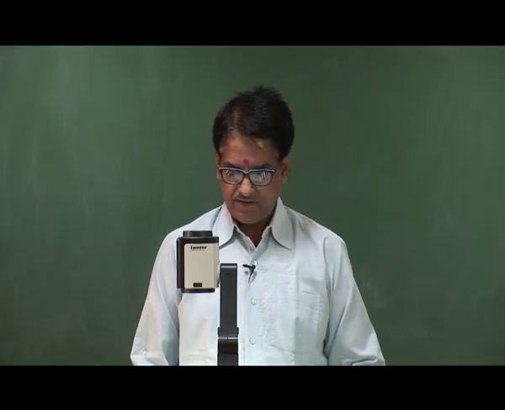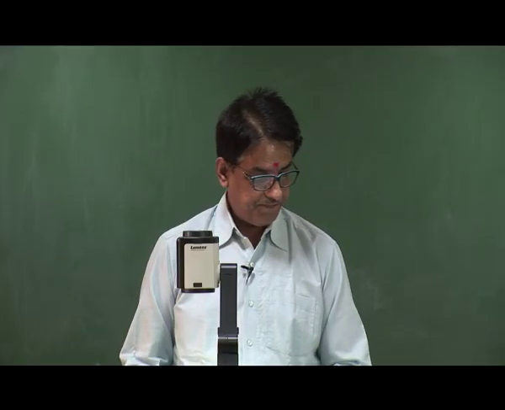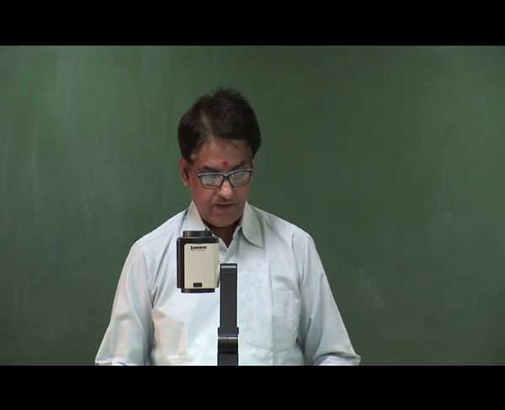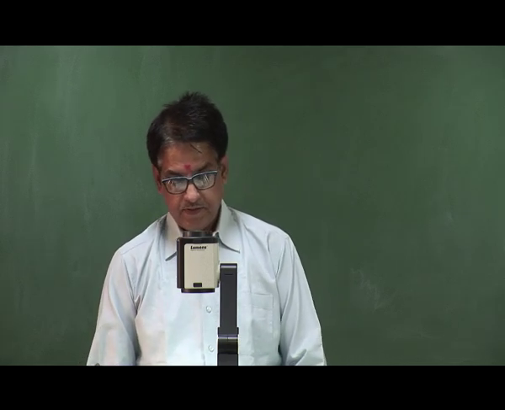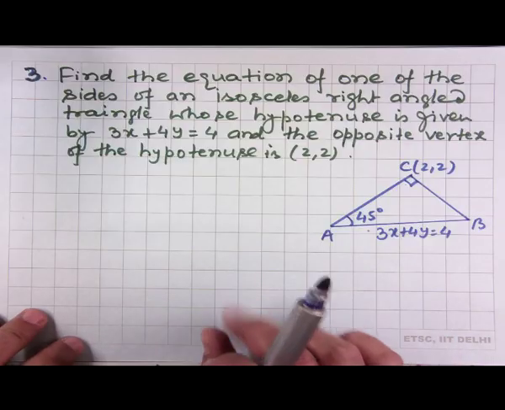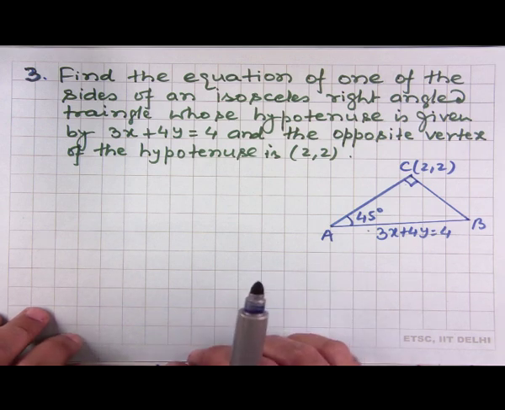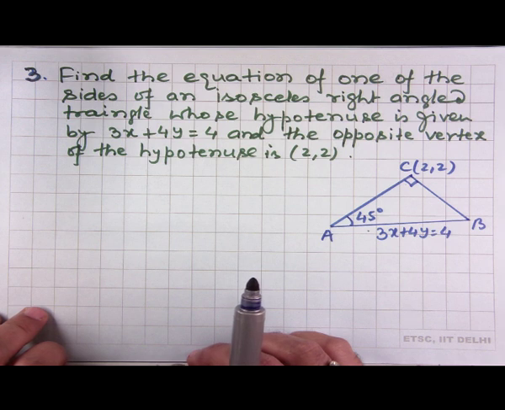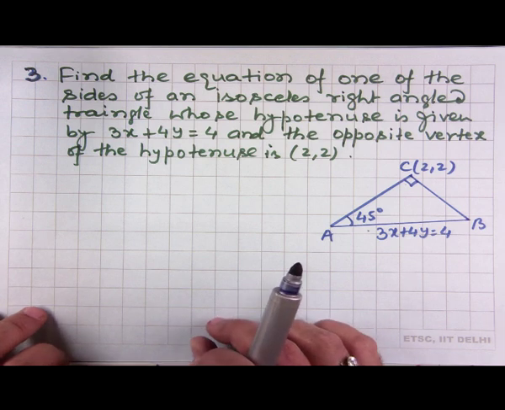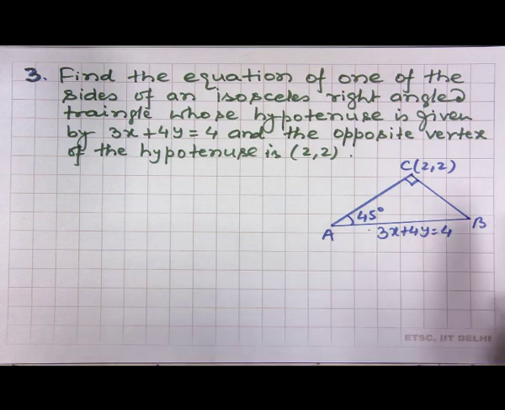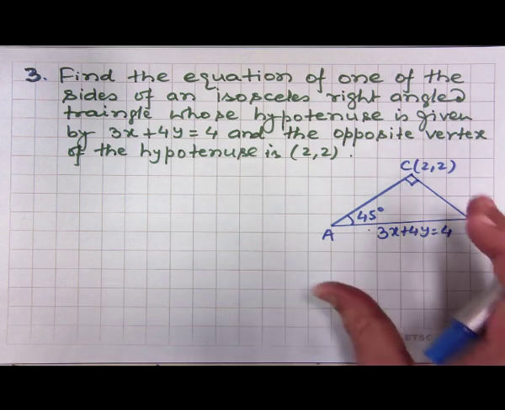So in this way we can discuss various conditions. Now we have another problem: find the equation of one of the sides of an isosceles right triangle whose hypotenuse is given by 3x plus 4y equal to 4, and the vertex opposite the hypotenuse is (2, 2). We have to find the equation of one of the sides.